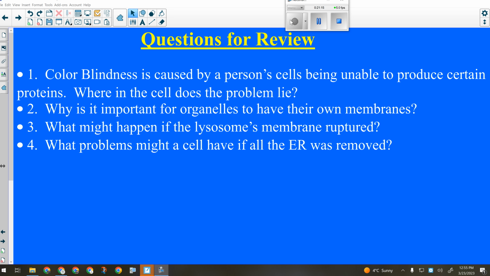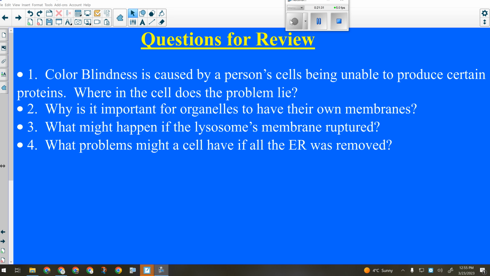Okay, we talked about number 3 yesterday. If a lysosome's membrane ruptured, what gets out? Digestive enzymes. Yeah, digestive enzymes will get out and they'll digest the cell from the inside, so that'd be bad.